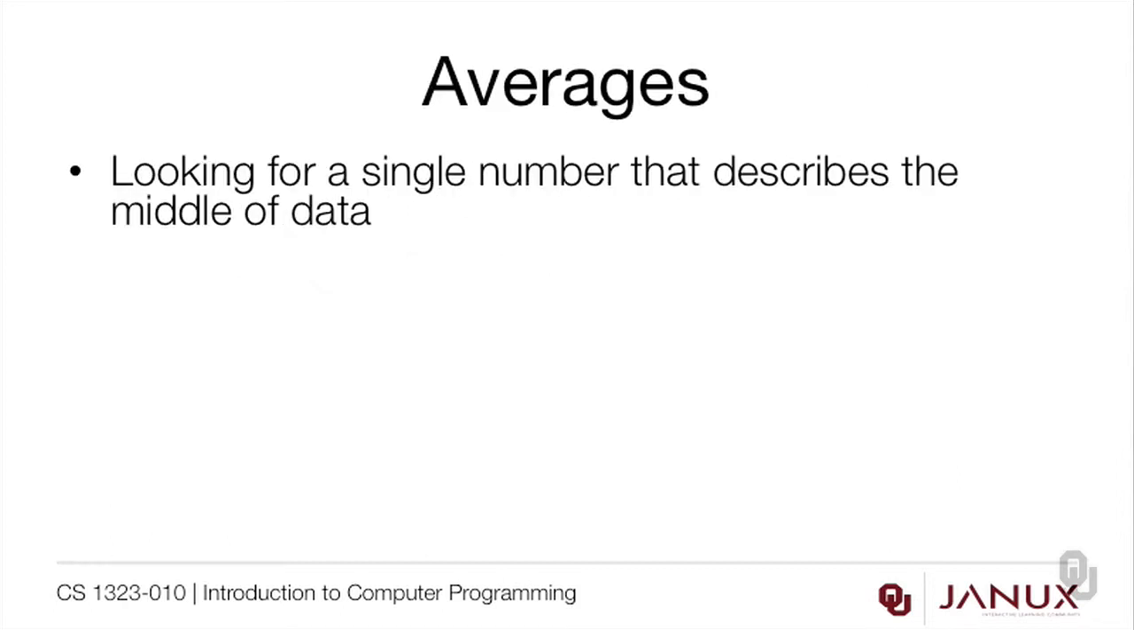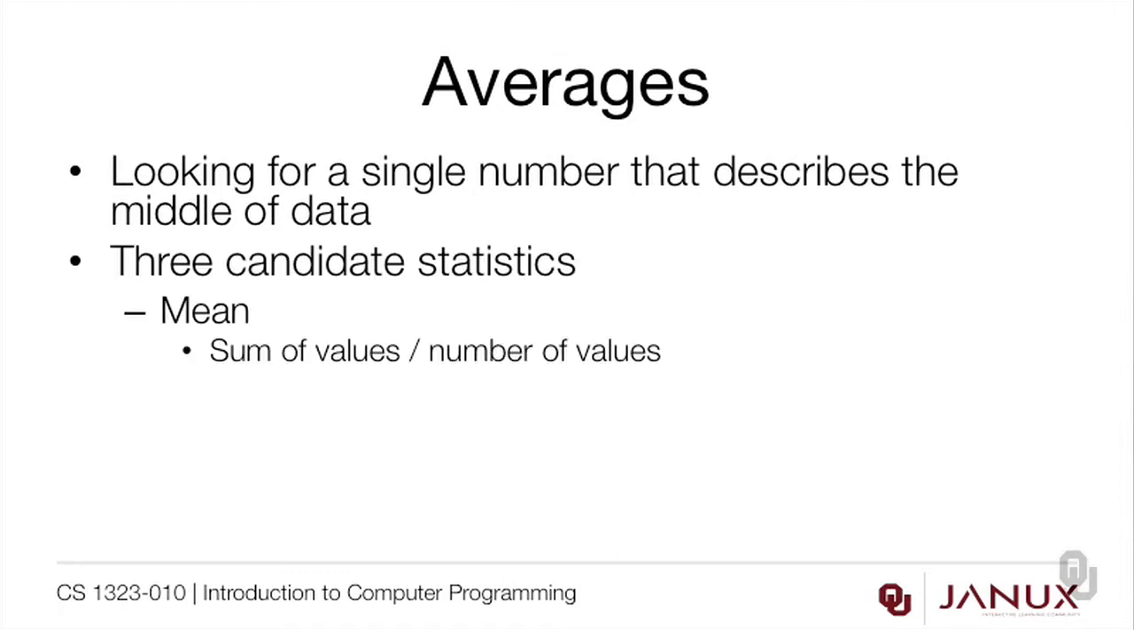First off, let's talk about what average means. What we're looking for is a single number that describes the middle of the data in some sense. So there are three candidate statistics. One is called the mean, and this is the sum of the values divided by the number of values. When most people think of an average, mean is actually what they think about. They're just not very precise in expressing themselves.